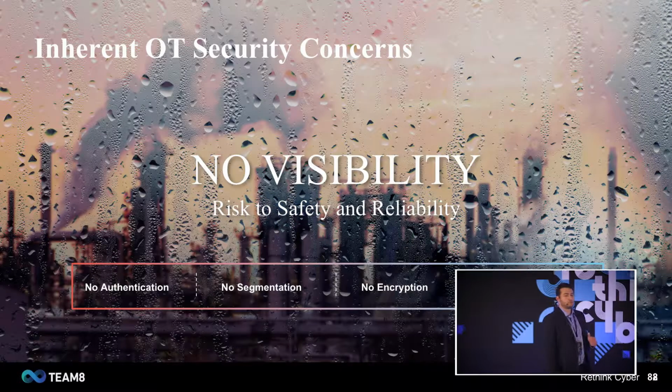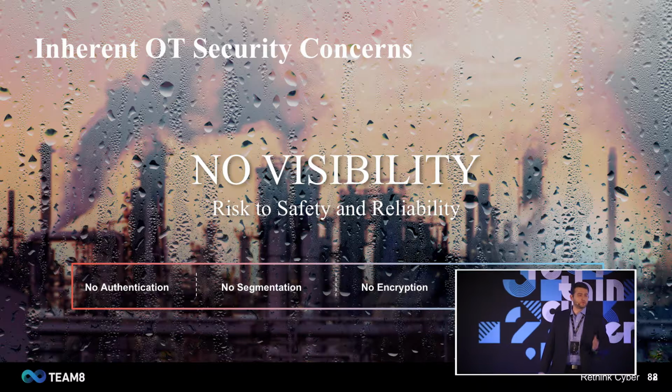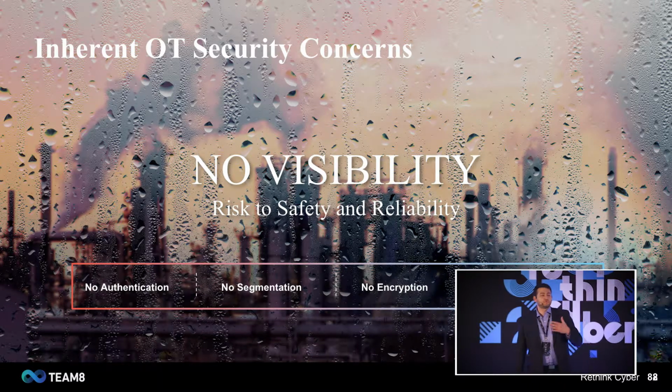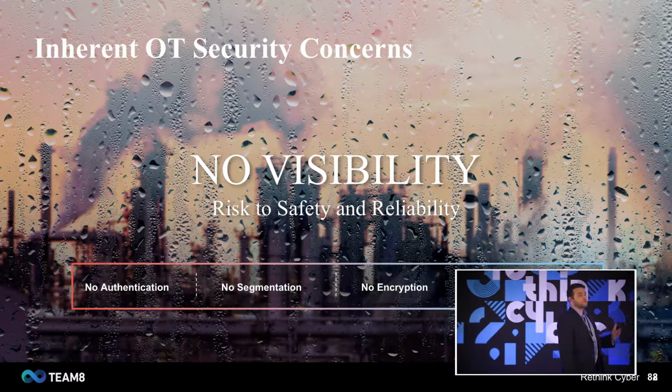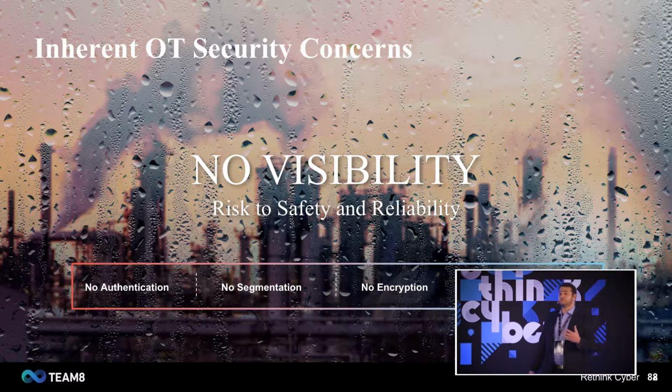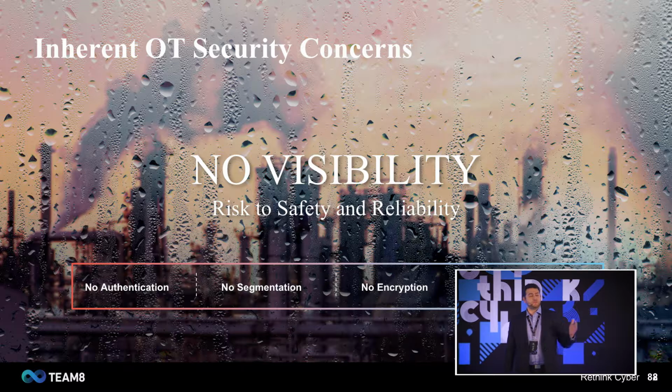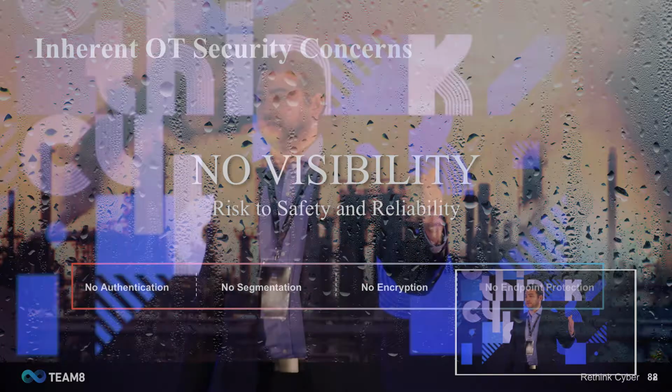The biggest problem is that for the hundreds of different OT vendors out there, each has its own proprietary and unique protocol. So we have a problem of language. We don't really know how to understand the information flows in the network. And if you don't understand the language, you don't have visibility. And if you don't have visibility, everything else in cybersecurity can't really happen.